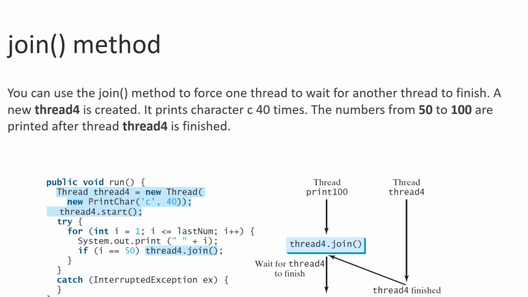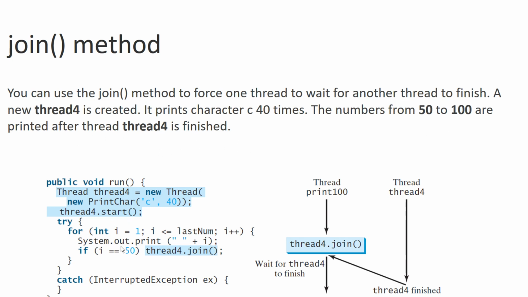Okay, join method. What happens in the join method? You can use the join method to force one thread to wait for another thread to finish. For example, a new thread 4 is created and it prints character C 40 times. You can see here in the run method you are creating a new thread. So in the run method itself you are creating a new thread, and then the numbers from 50 to 100 are printed after thread 4 is finished.